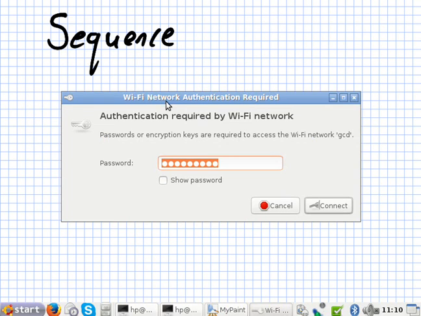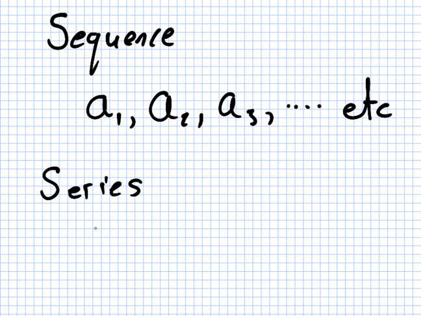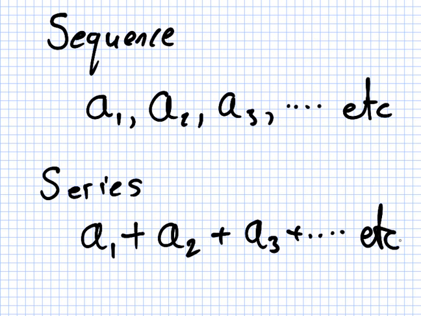Okay, so last time we had a look at sequences, like A1, A2, A3, etc. Today we're going to have a look at something called a series, which is nearly the same thing, except you do this. Okay, so can you write those two words down? Make sure you're clear about the difference.